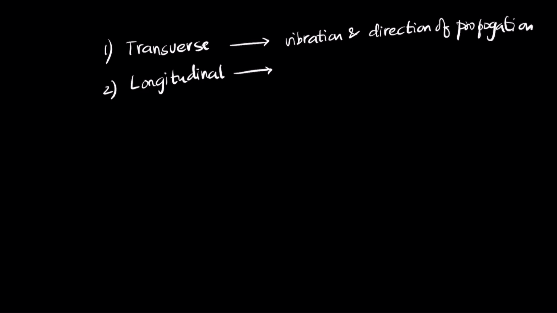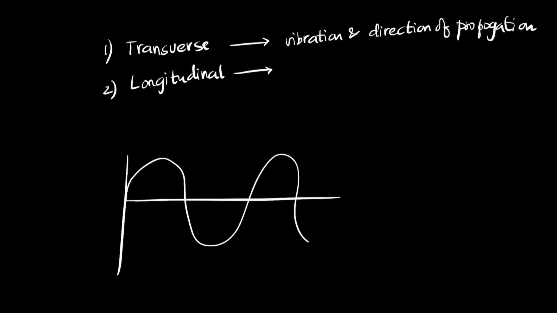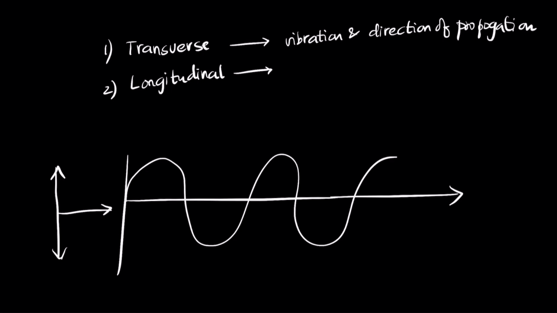When you take a transverse wave, the best example is a sine wave. In a sine wave, notice that the vibration is happening up and down while the wave moves perpendicular to that direction. So the wave motion is in this direction while the vibration is in this direction. If the amplitude is perpendicular to the wave motion, we call that a transverse wave.